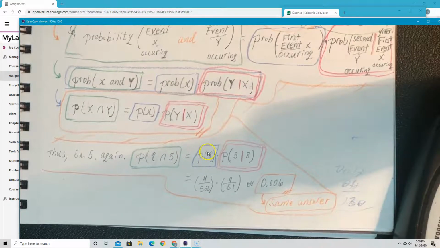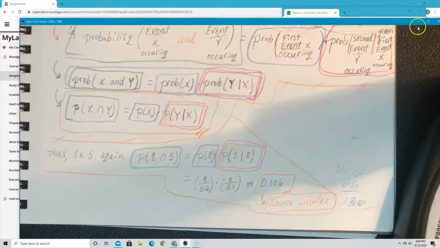The probability of selecting an 8 was 4 out of 52 times the probability of selecting a 5 is 4 out of 51 because we didn't put the first card back in the deck. And we know there's 4 chances to get a 5 out of 51 cards if the first card was an 8. And if you multiply that, we get the 0.006, same answer as above. Okay.